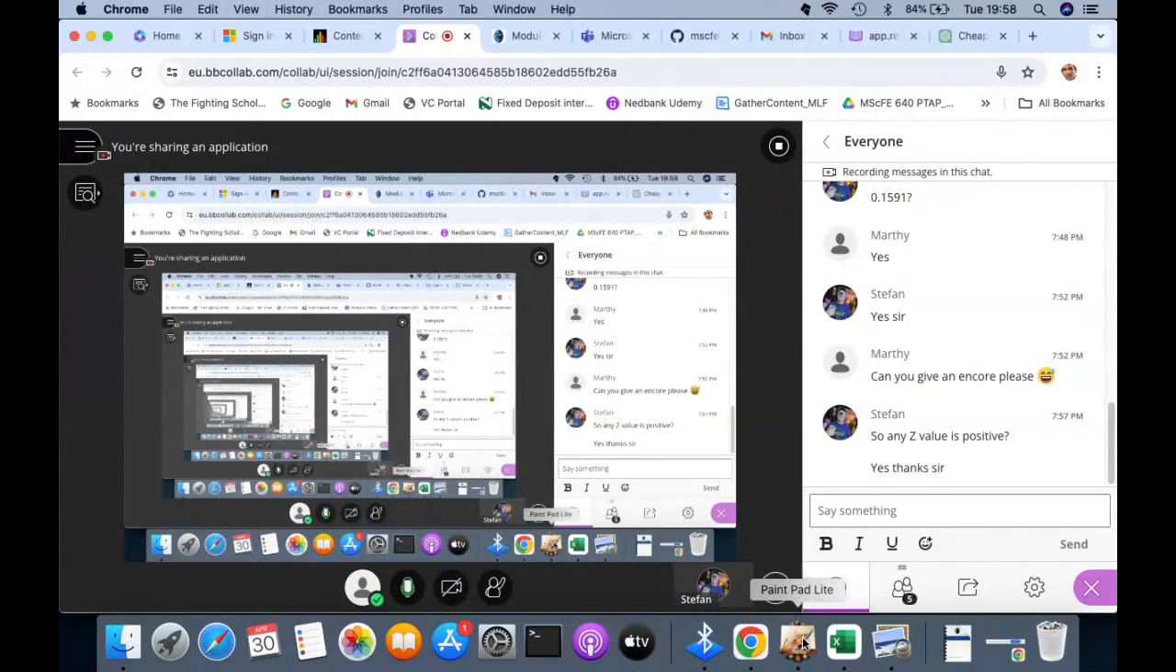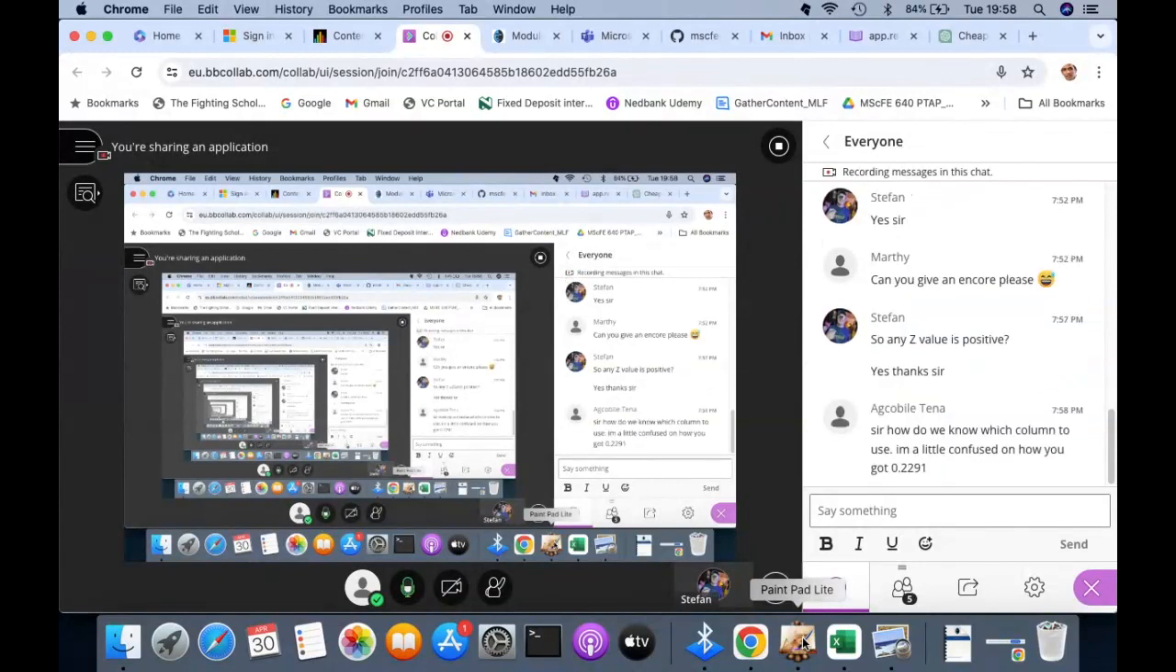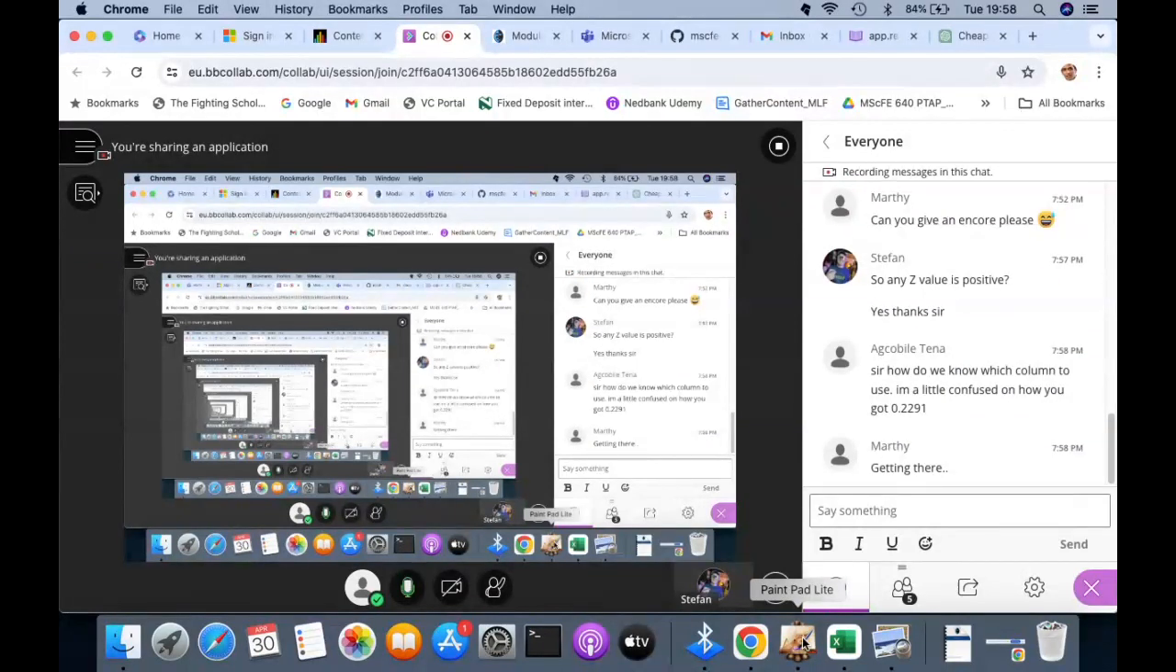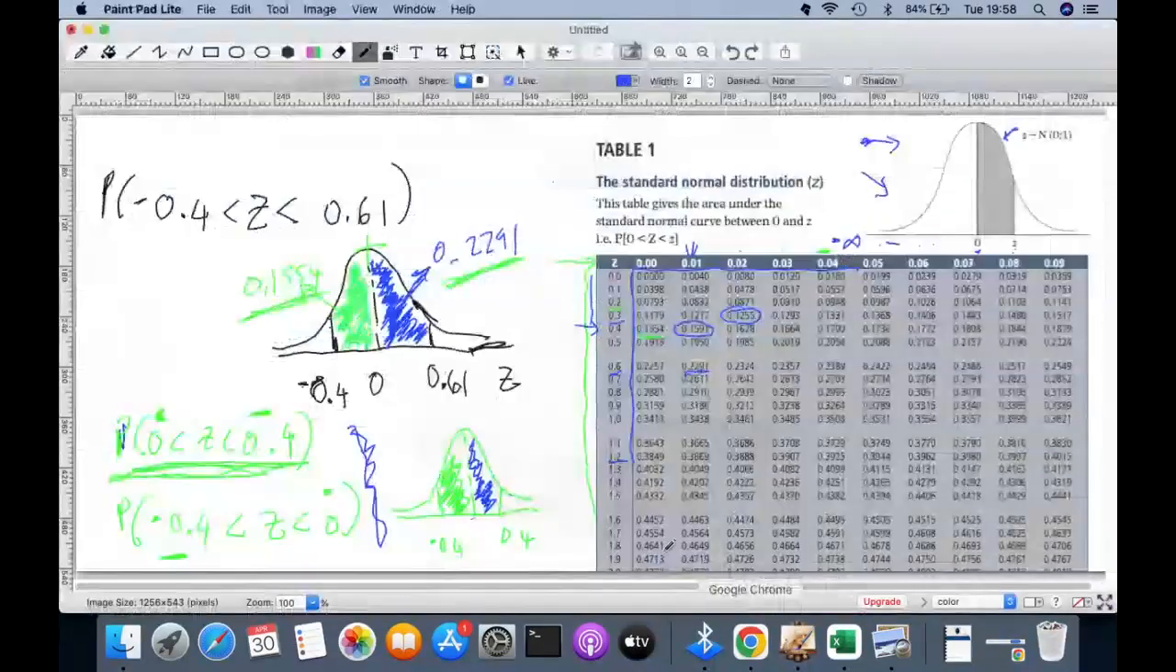This is the hardest part actually. If you got this down, so how do we know which column to use? I'm a little confused on how you got 0.2291. Okay, 0.2291. All right, let me.